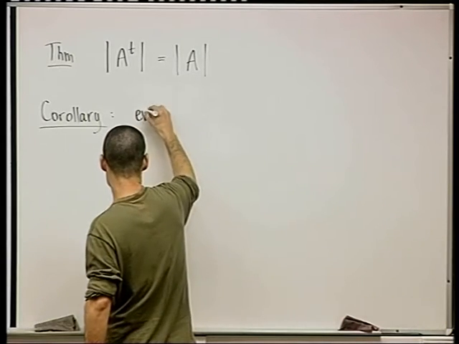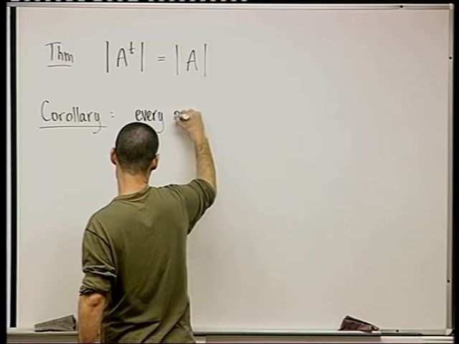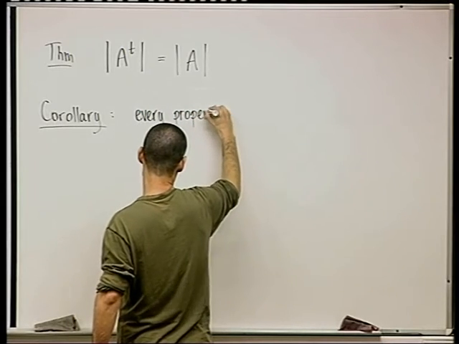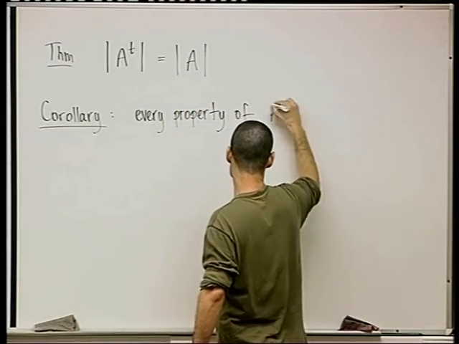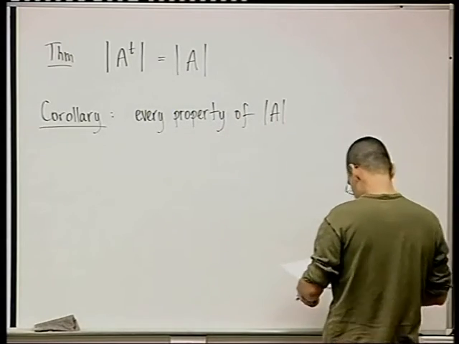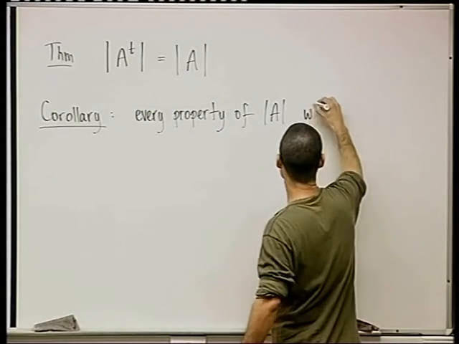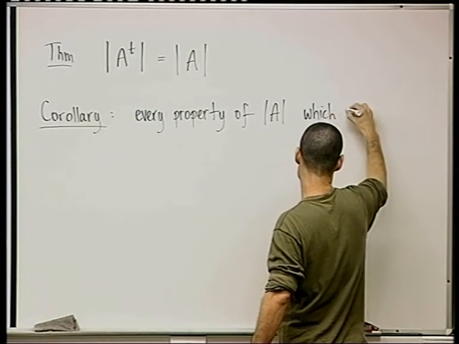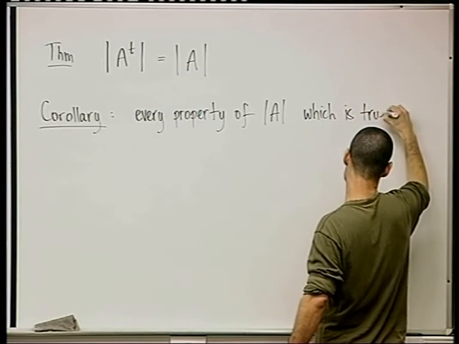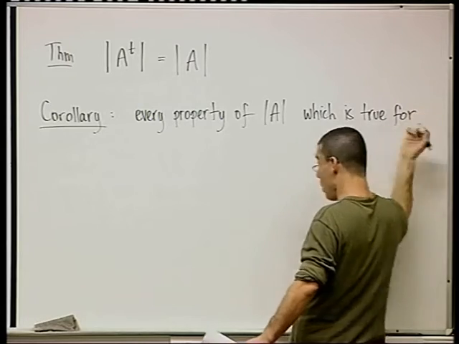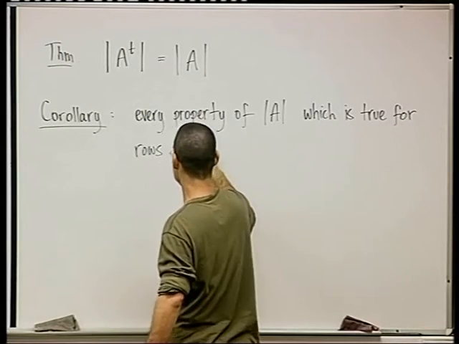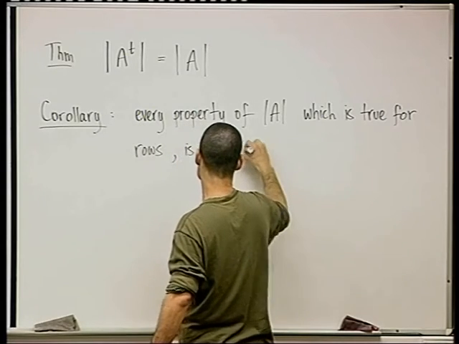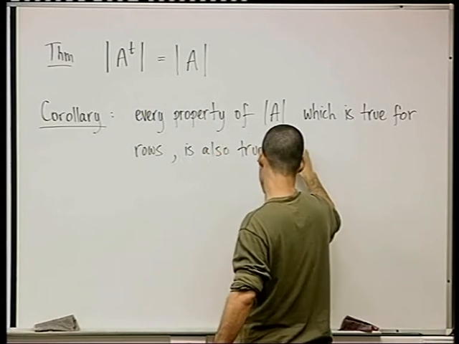So every property of A which is true for rows, and we're going to see several of these, is also true for columns.